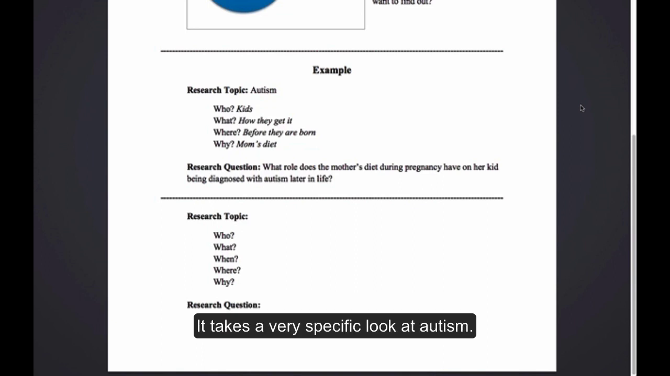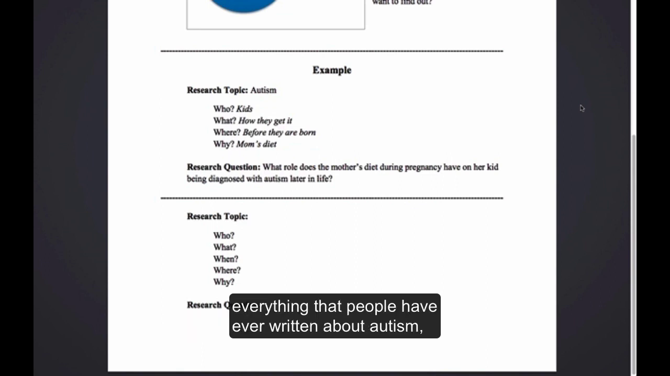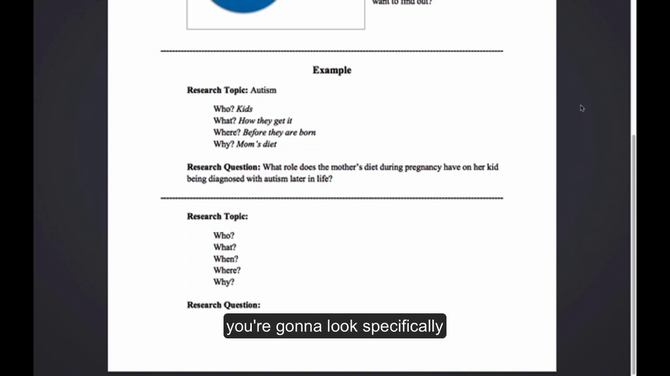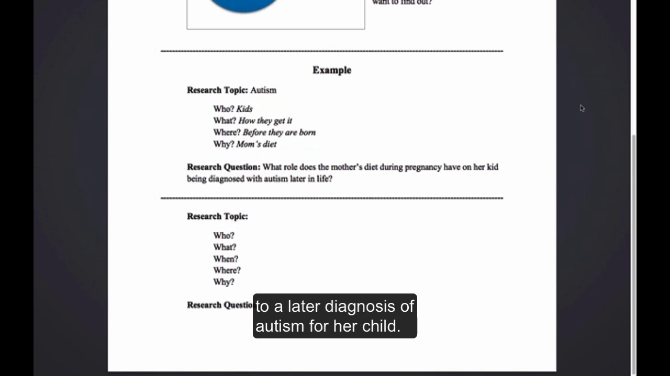So that takes a very specific look, just like we worked on with the thesis statements. It takes a very specific look at autism. So if you look at that research question and you break it down, you have some very important terms that you can use while you're researching. One, the mother's diet. Two, pregnancy. And three, diagnosis later in life. So rather than researching all of autism, everything that people have ever written about autism, which is millions of pages, tons of studies, you're going to look specifically at how the mother's diet connects or doesn't connect to a later diagnosis of autism for her child.